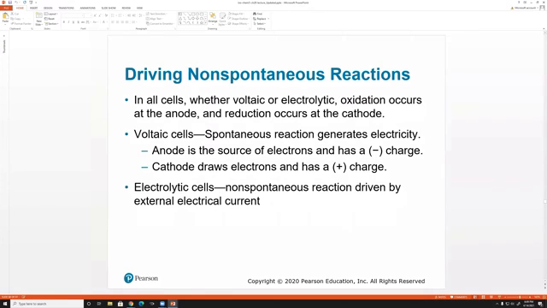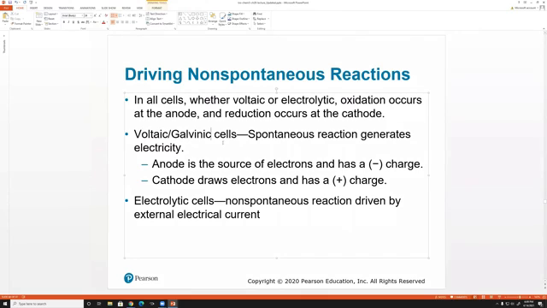Right, so here's the second half of chapter 20, where we're talking about the differences between voltaic cells or galvanic cells and electrolytic cells. So voltaic is the same thing as galvanic. They're the same thing, so don't get confused with them.